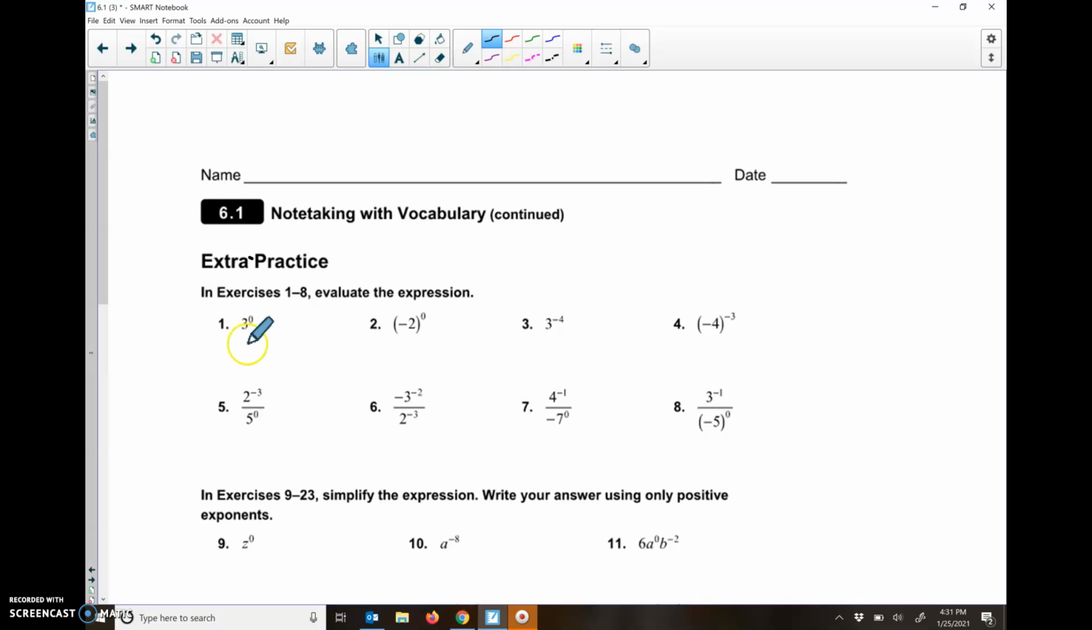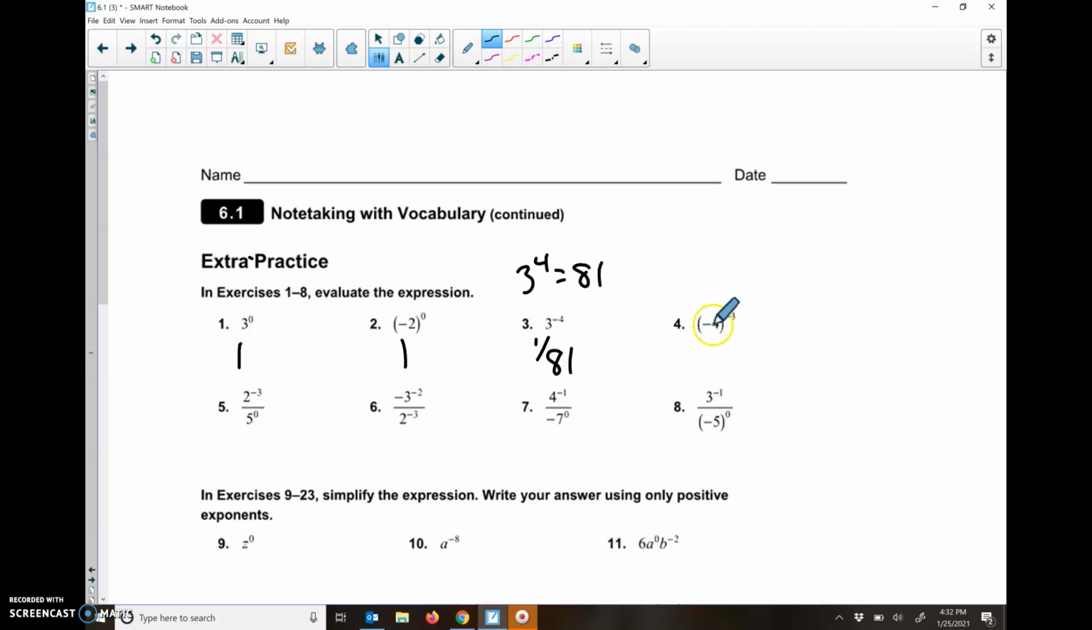So we have first one, 3 to the 0 power. If you remember, anything to the 0 power is 1. Just like number 2, negative 2 to the 0 power is 1. Okay, 3 to the negative 4th power. Remember, I would figure out what 3 to the positive 4th power is first. That's 81. So 3 to the negative 4th power is 1 over 81.